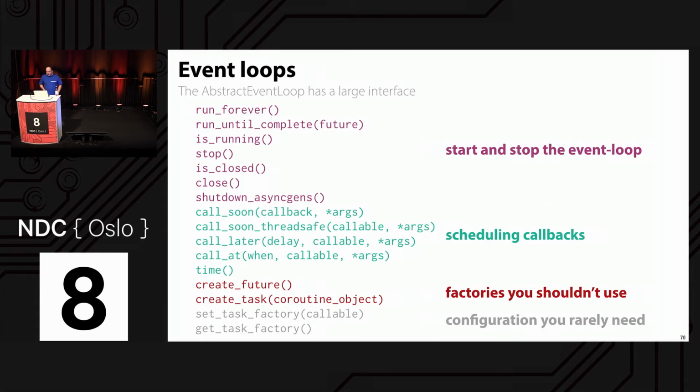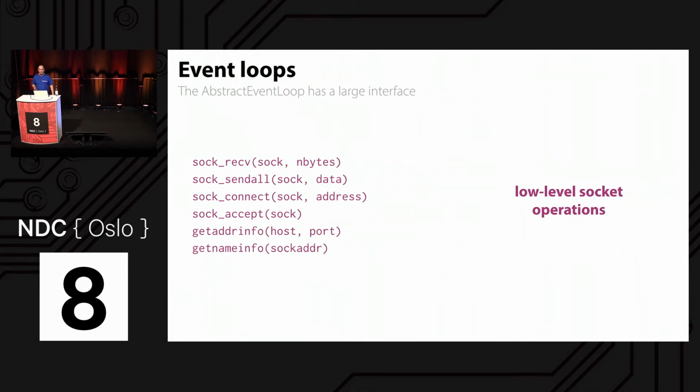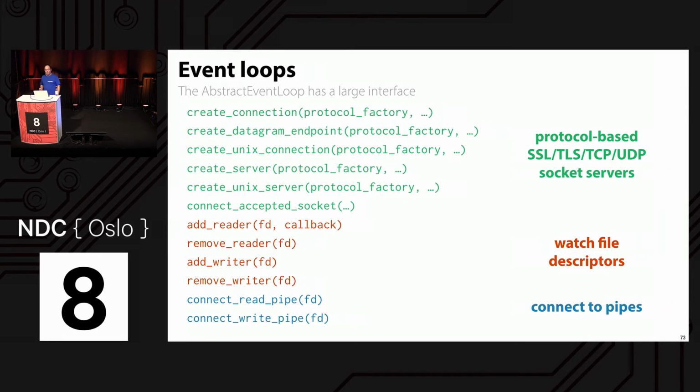Okay, we haven't talked yet about I/O. So if you look at the event loop API, it's huge. It has all this stuff in it: starting and stopping the event loop, scheduling callbacks, factories I've told you shouldn't use, configuration stuff you rarely need. That's not even the half of it. There's exception handling, there's diagnostics, there's signal handling. We can run blocking code in other threads or processes. There's low-level socket operations in there. This is all one class. It's incredible.